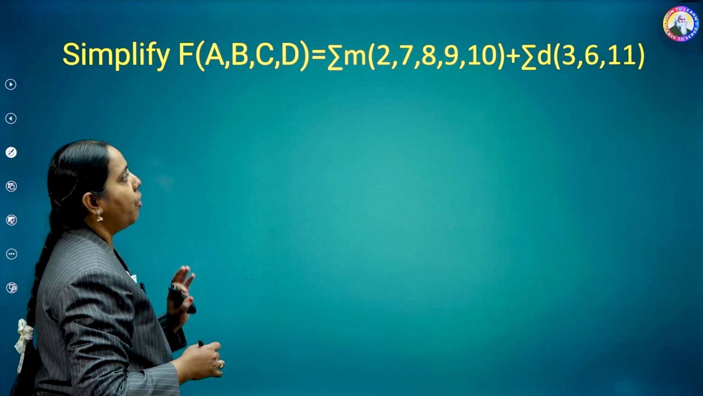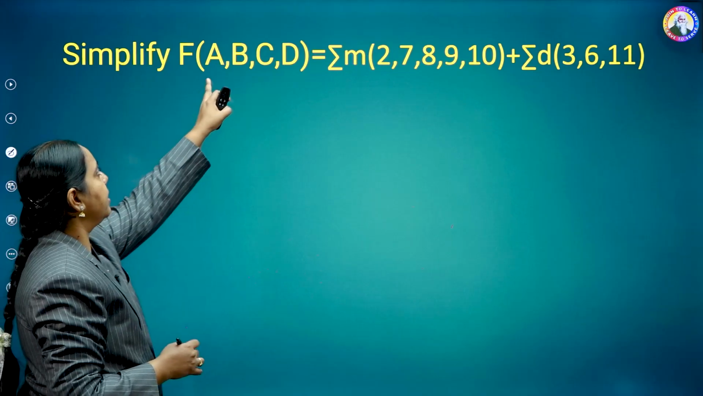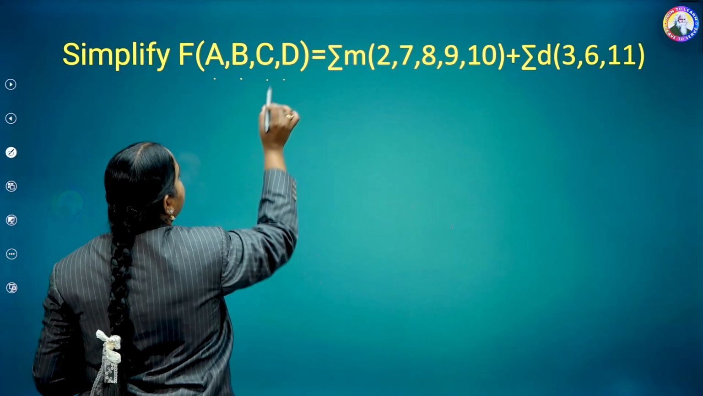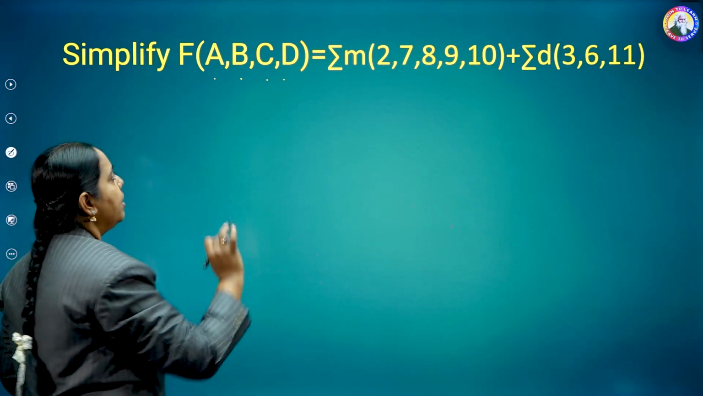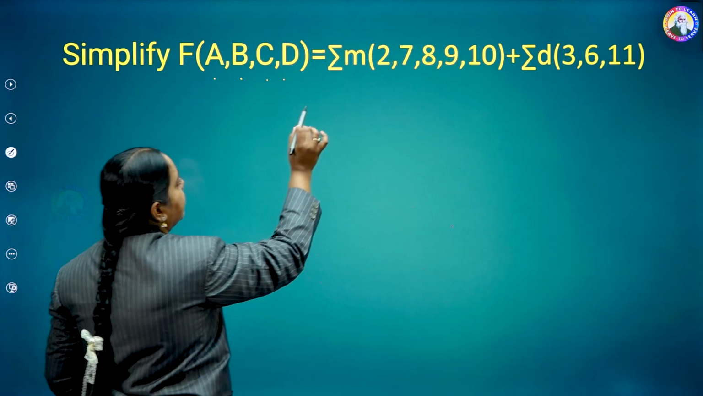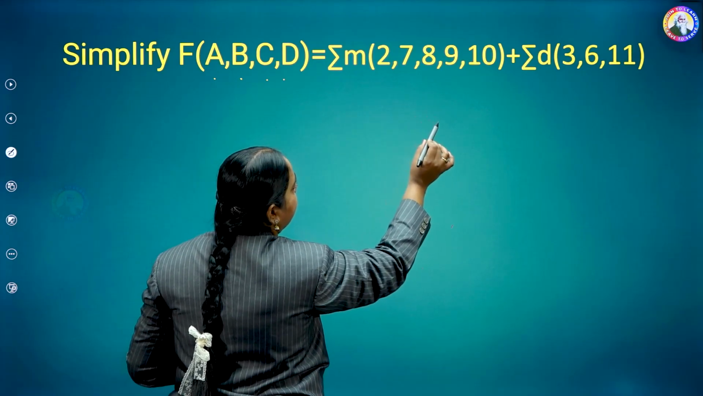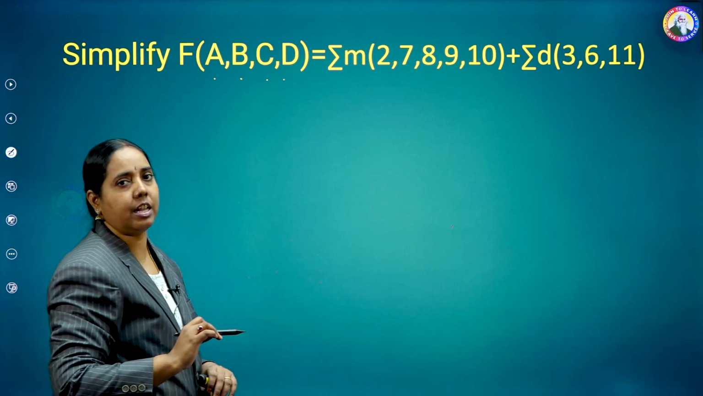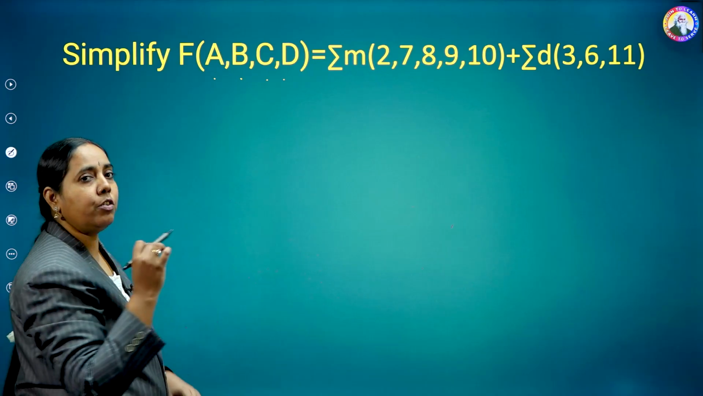So it is a 4 variable K-map. By observing A, B, C, D, I can say this is a 4 variable K-map. So what is the equation given? Sigma M of 2, 7, 8, 9, 10 plus sigma D of 3, 6, 11. So this is with respect to SOP.